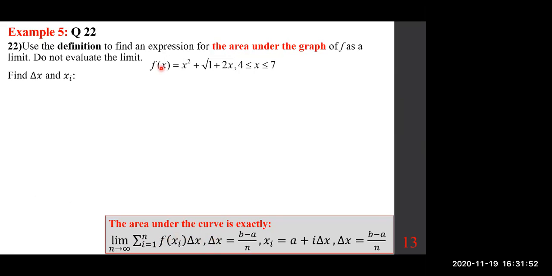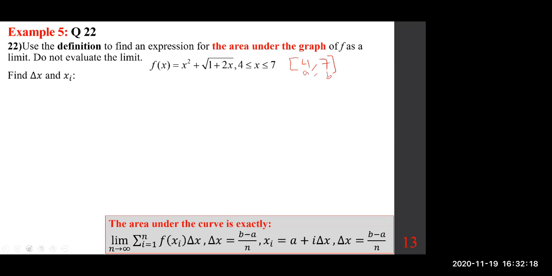So first and foremost, we're going to come up with delta x. Delta x is b minus a over n. So remember, a is 4 and b is 7, everybody. So let me just write that also. So this is going to go from number 4 to number 7. This is A, and this is B. Okay, class?